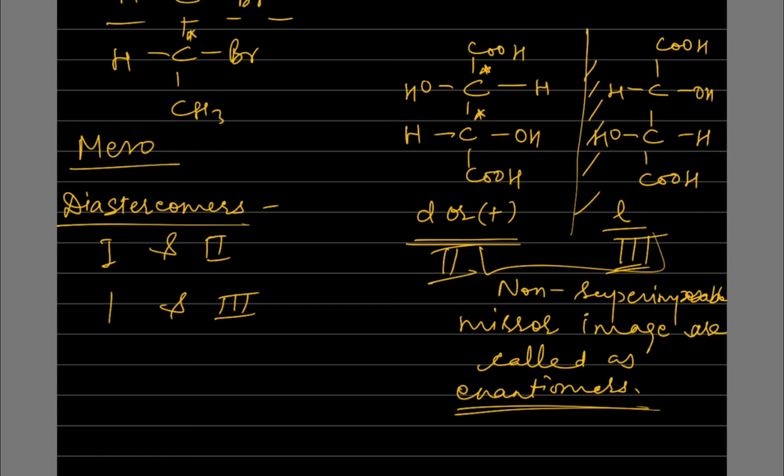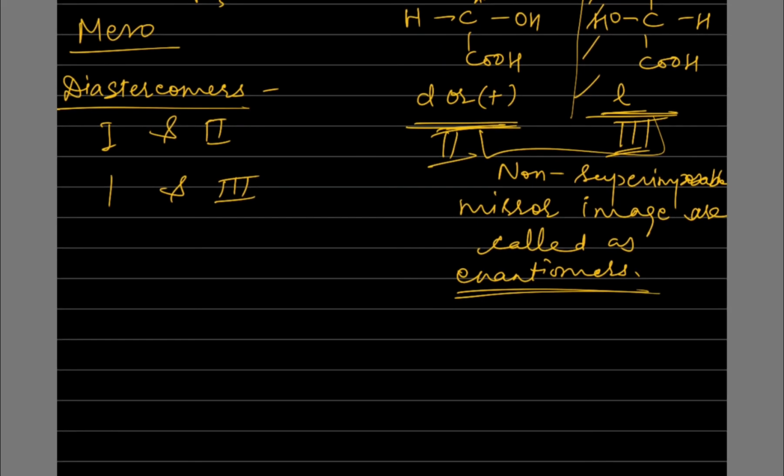Now moving to the next term, that is racemic mixture. What is a racemic mixture? If the D form of a compound is mixed with the L form of the compound in equal quantities, then the compound will become optically inactive, and that is called a racemic mixture. So a racemic mixture is an optically inactive form.